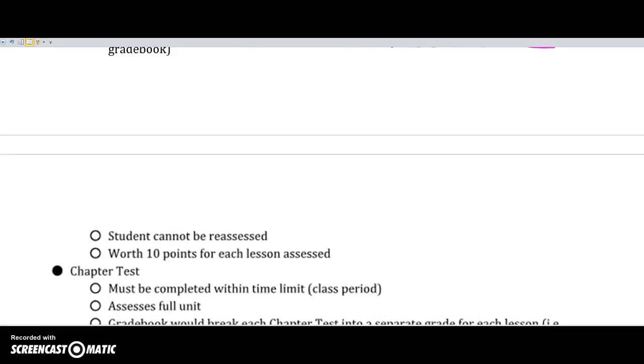In this particular assessment, students will not be able to reassess. So they can reassess on the daily, but they will not be able to reassess on the review. And each of these review assessments will be broken up into lessons, and each of those lessons will be worth 10 points each. So one review quiz might total 40 points if we have 4 lessons that we have covered within that review quiz.